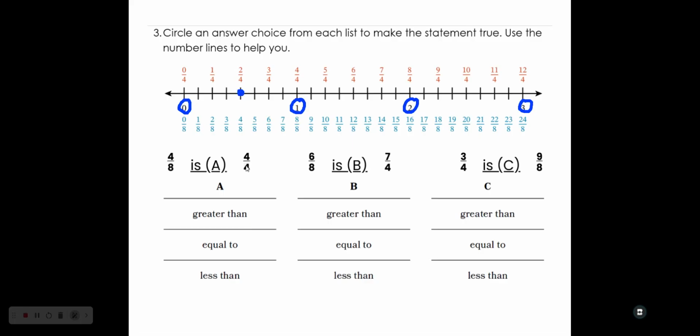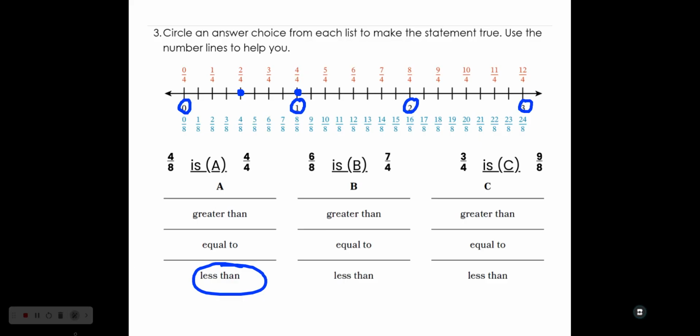And I'm comparing that with 4/4. So let's go up to my fourths. All right. So the question is this one greater than, equal to, or less than that one? Well, it's more to the left, so I know it is less than. Okay, all you have to do is circle it so it fills in that blank.